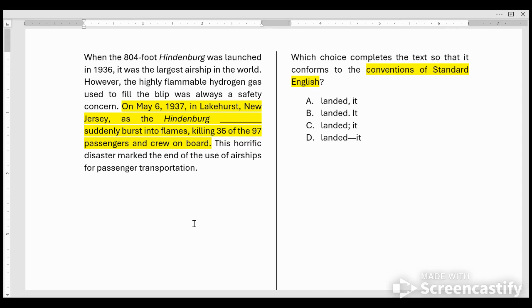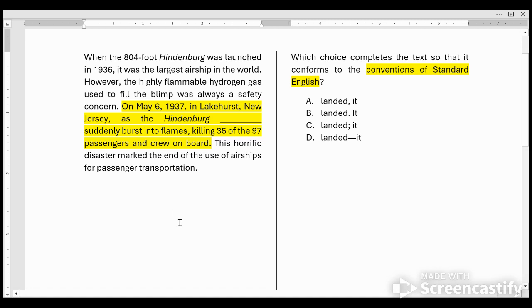in 1936, it was the largest airship in the world. However, the highly flammable hydrogen gas used to fill the blimp, where it says blip, was always a safety concern. On May 6, 1937, in Lakehurst, New Jersey, as the Hindenburg landed, it suddenly burst into flames, killing 36 of the 97 passengers and crew on board. This horrific disaster marked the end of the use of airships for passenger transportation. Well, let's first fix this little error of blip into blimp, which makes a little bit more sense.